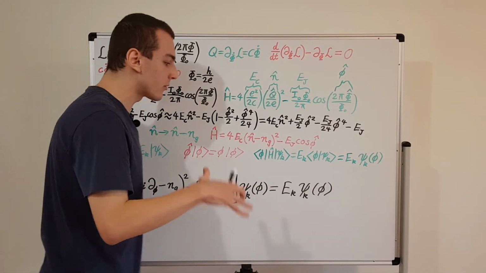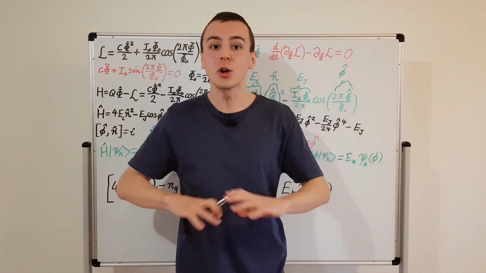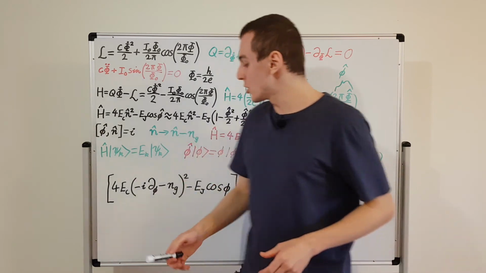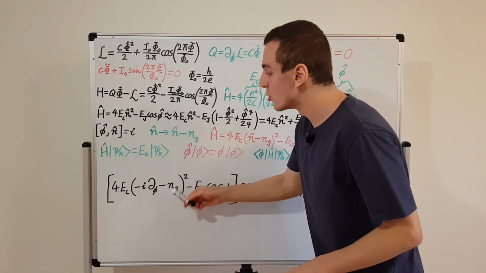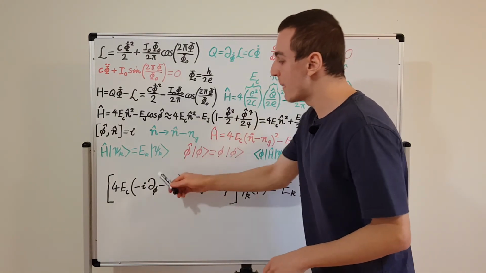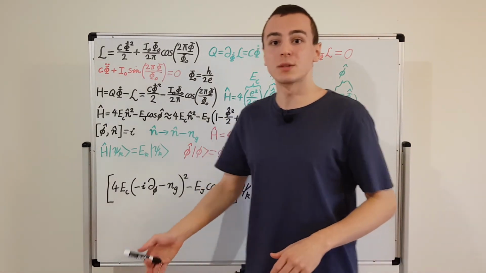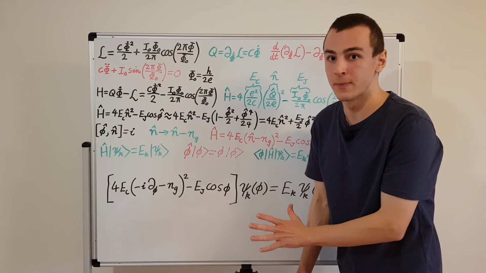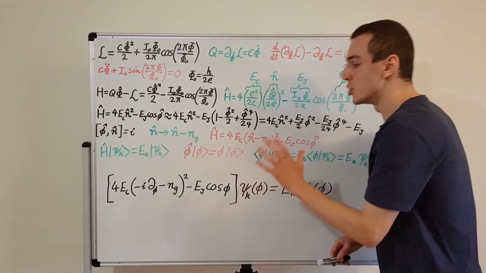But in the study of differential equations, people have already figured out how to solve general forms of differential equations. And in fact, you can write this as a Mathieu differential equation. And the Mathieu functions can be used to express the eigenfunctions of this differential operator. So this differential equation has known solutions.